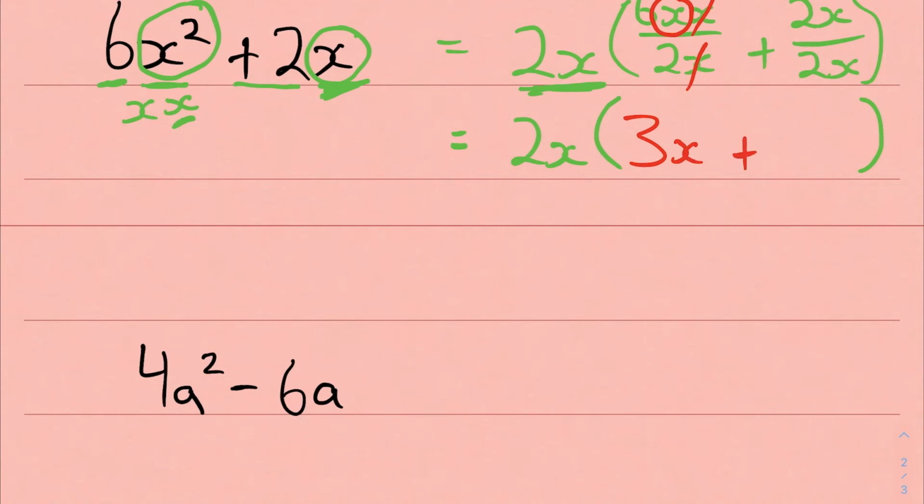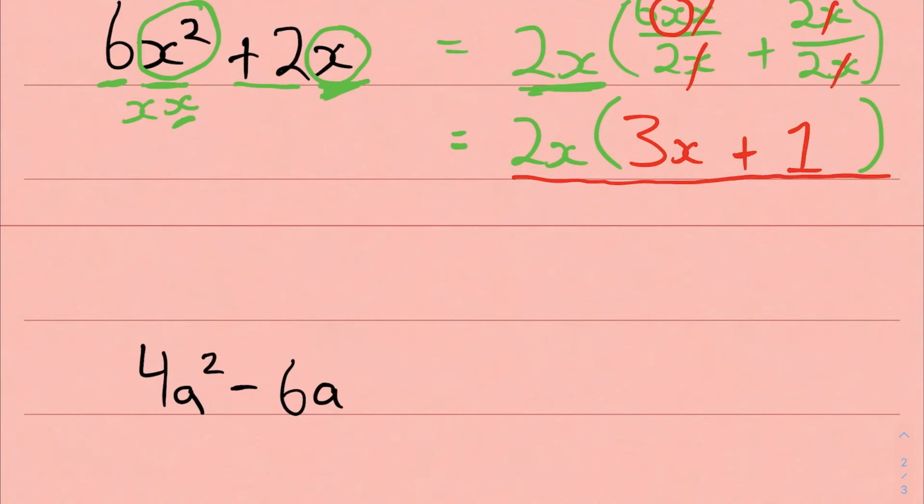In the other term, we have 2x divided by 2x. So 2 divided by 2 is 1. And the x's cancel out, and so we don't have any x's left. So our final answer is 2x outside of 3x plus 1.